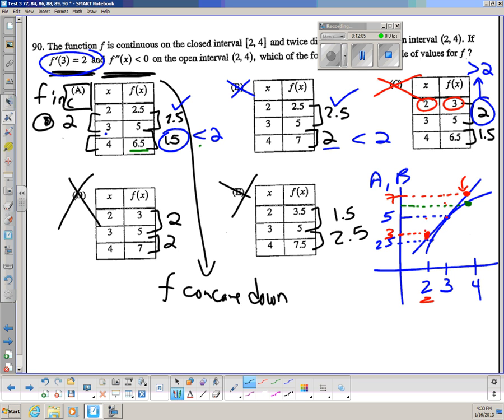B, what's happening is that this change is too large, and that means this 7 would have to match up with the tangent line, and it does, and it should not because the tangent line has to lie above the graph. And that's it.